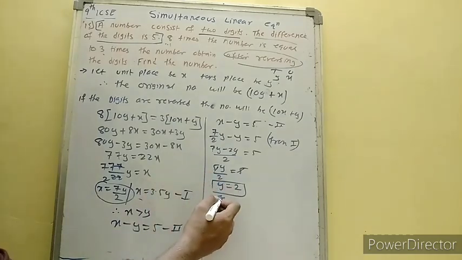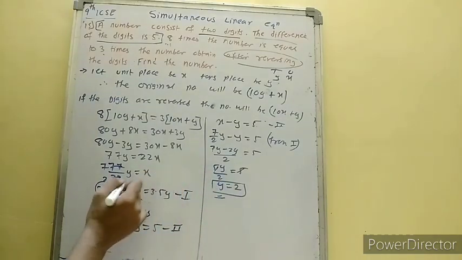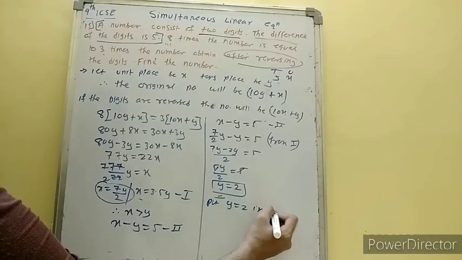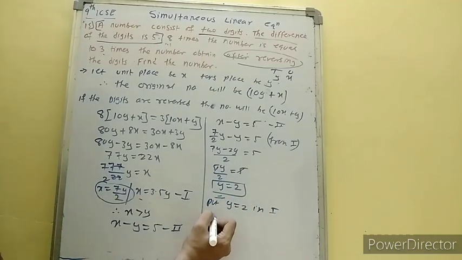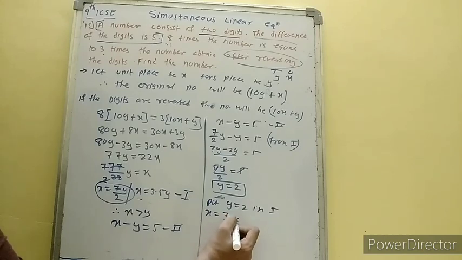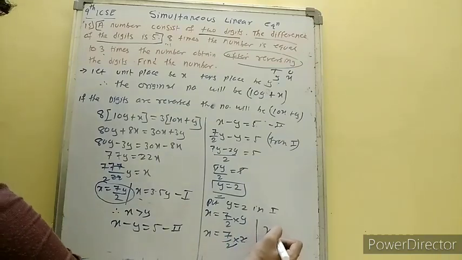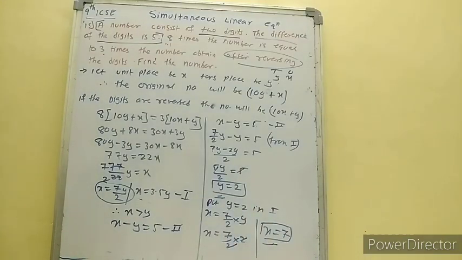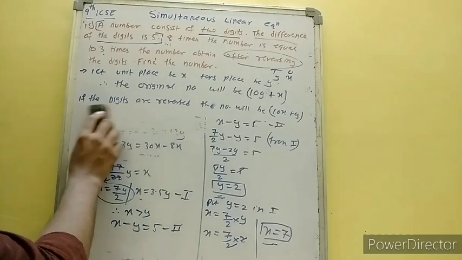So we put y is equal to 2 in 1. So we have x is equal to 7 upon 2 into y. Value of x is equal to 7 upon 2 into, what is the value of y? It is 2, cancel. So I can say that the value of x is 7. But you are asked to find the original number.